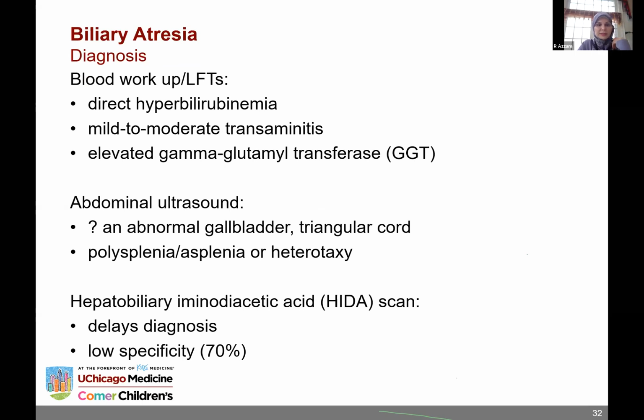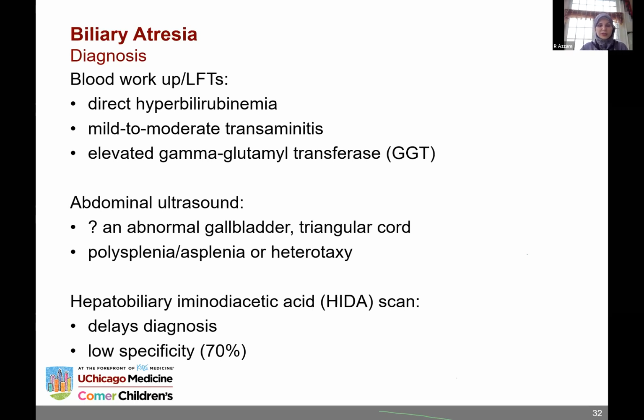The diagnosis is exactly what I showed you on that baby scenario. So direct hyperbilirubinemia, mild to moderate transaminitis, and elevated GGT. I have yet to see a biliary atresia with a normal GGT. Ultrasound could be helpful, but it's mainly not to diagnose biliary atresia as much as to rule out other problems. Again, the choledochal cyst is one, and the second one is stone.